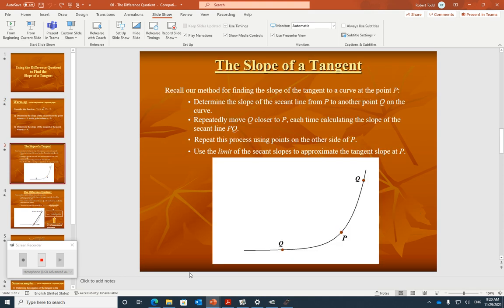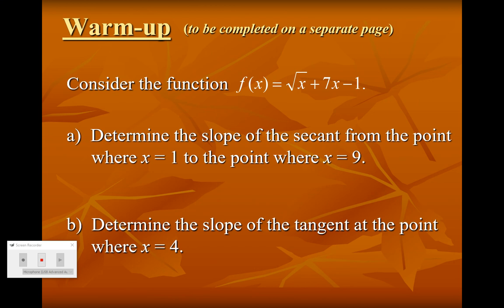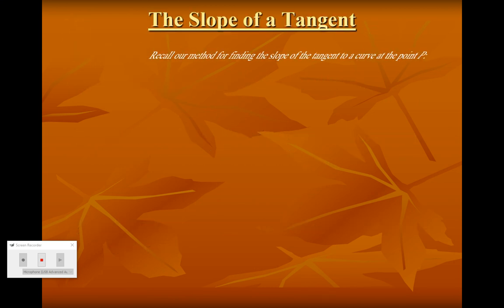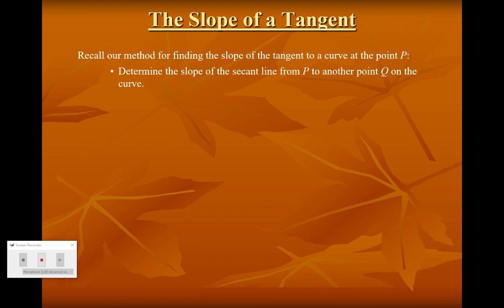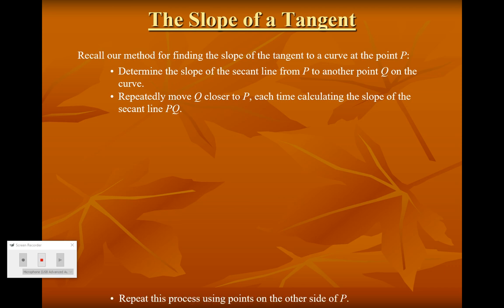We would need this one live because it does some animation. This is the whole reason PowerPoint's involved here, because there's a little animation for this example. Recall our method for finding the slope of the tangent to a curve at a point P. Determine the slope of the secant line from P to another point Q on the curve. Repeatedly move Q closer to P, each time calculating the slope of that secant. Giant pain it's been in the past, right? We're on our way to making this less painful.